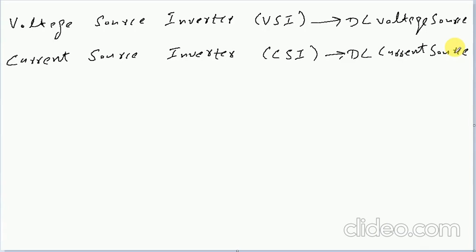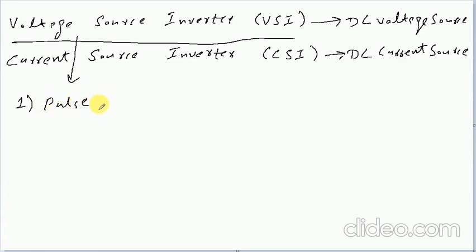Now further, the voltage source inverters can be divided into three general categories. The general categorization for these voltage source inverters is as follows. The first category, you may have heard the name as well, is the PWM, or to be exact, pulse width modulation converters.